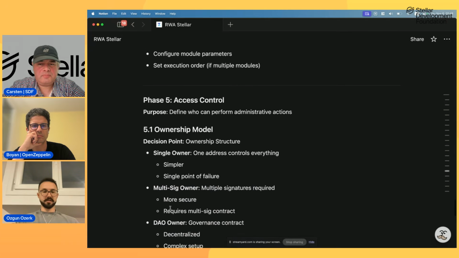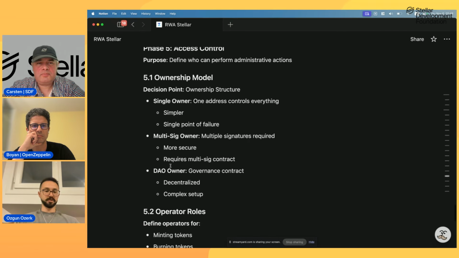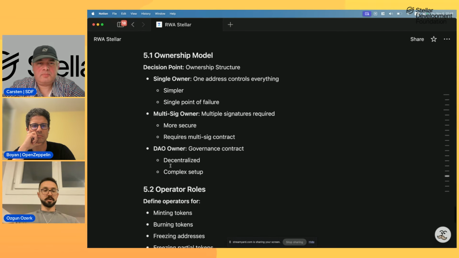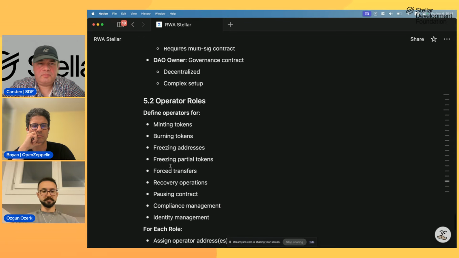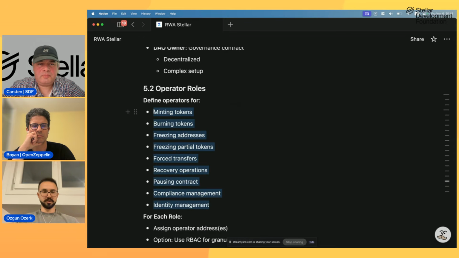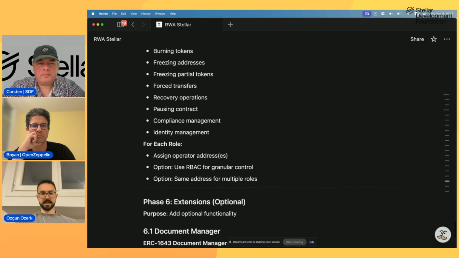So what about the access control? You have a few options. You can go with the ownership model or role-based access control. So it's completely up to you. And for each kind of operation, you can assign roles, and have a very complex role-based access control architecture or a very simple one. Again, completely up to you.